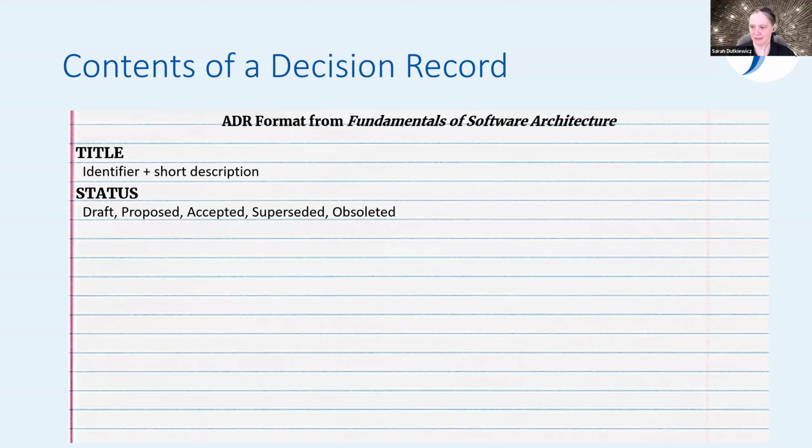And then, of course, there are things like accepted, superseded, obsoleted. I forgot to include things like rejected. Rejected is a state as well.